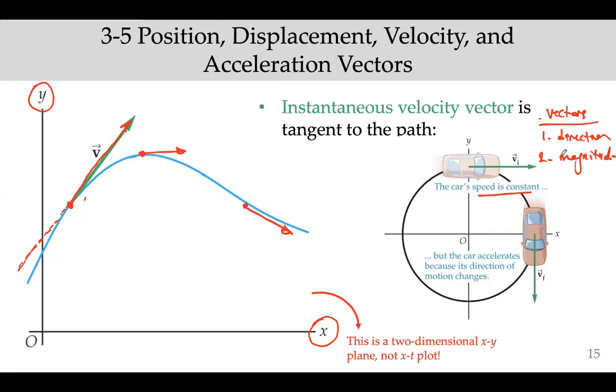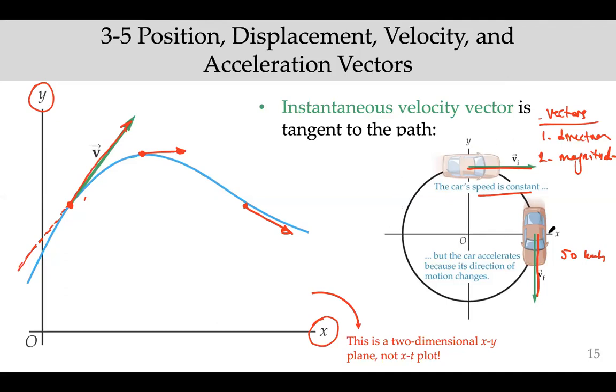If one of these changes, both don't have to change. If either direction or magnitude changes, then the vector itself is changing. Here the magnitude is the same. You can see the length here is this much, and the length here is this much. So maybe the speed is 50 kilometers per hour.